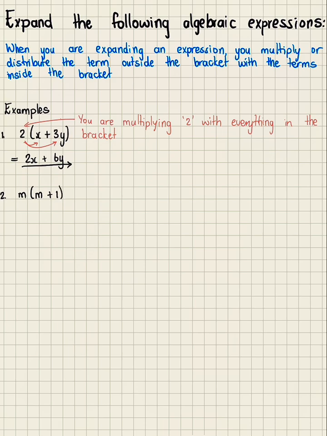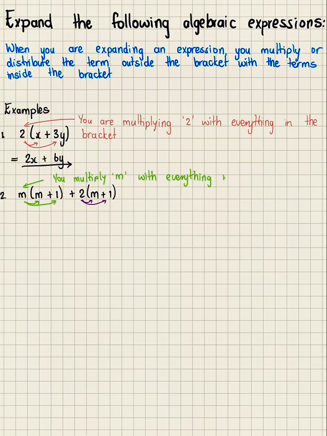So number 2, m(m + 1) + 2(m + 1). So you're going to multiply the term outside the bracket with the terms inside the bracket. So m times everything inside the bracket, 2 times everything in the bracket, okay? I use arrows, I use colors to navigate what I'm multiplying with, okay? So you're going to multiply m with everything inside the bracket, okay? So use colors if you like. It'll help you navigate to see what you're doing.